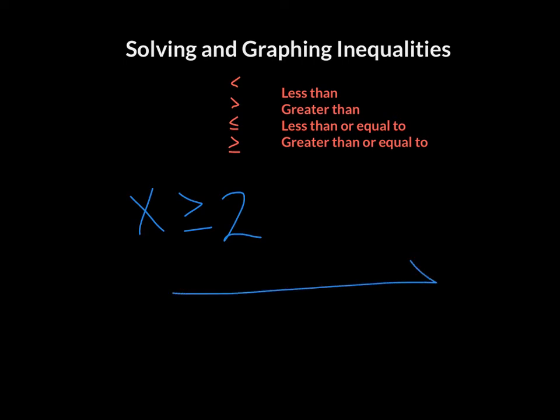The way I do my number lines is I always put 3 numbers on it. In the middle, I put the number that's in the problem. So in this case, it's a 2. Then I put one number greater than that one, which is 3, and one number smaller, which would be 1.